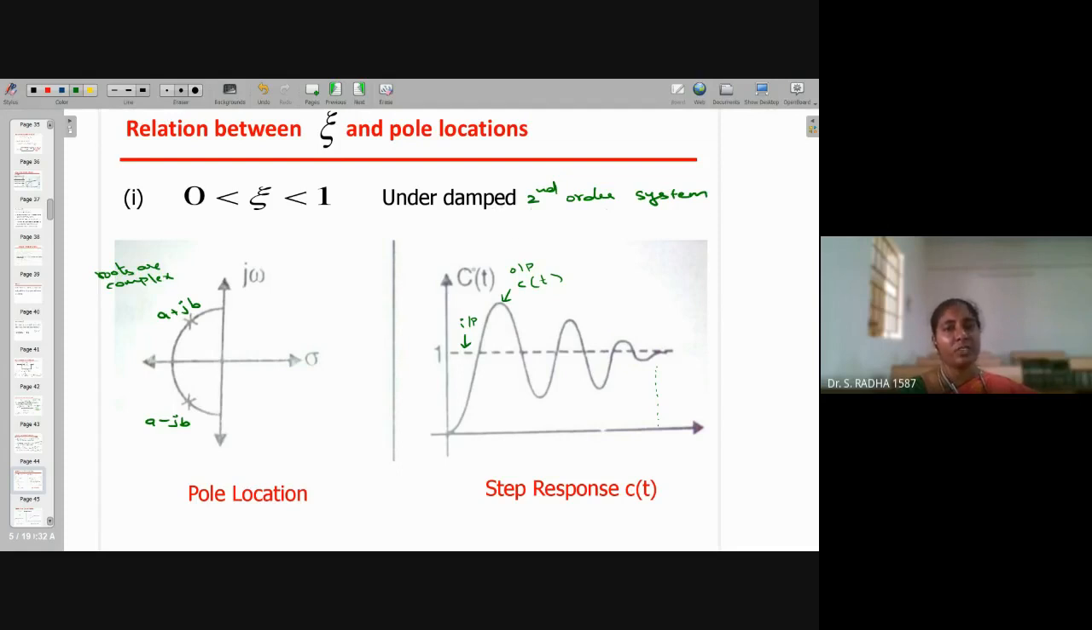Now this is the output graph for underdamped second order system. So taking step input, that's why it is called step response, C of t. The graph is called step response. Left side it is pole location.